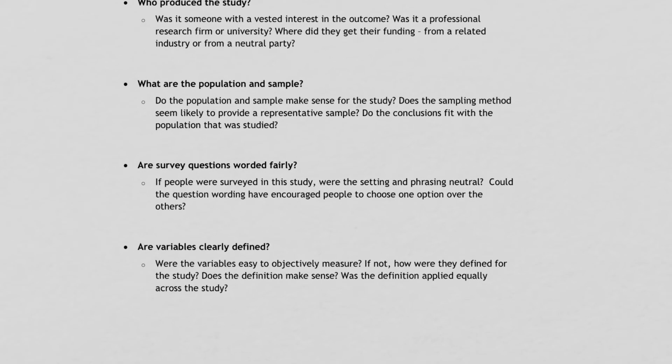Are the survey questions worded fairly? If people were surveyed in this study, were the setting and phrasing neutral? Could the question wording have encouraged people to choose one option over another? Are the variables clearly defined? The variables are the things that we're measuring. Were the variables easy to objectively measure? If not, how were they defined for the study? Does this definition make sense, and was it applied equally across the study?